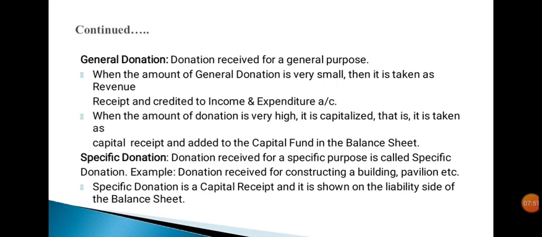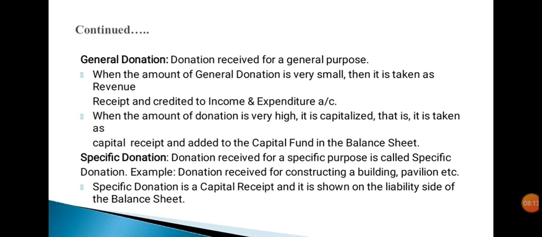Let us now look at general donation. Donation received for a general purpose is known as general donation. When the amount of general donation is very small, then take it as revenue receipt and it must be credited to income and expenditure account.